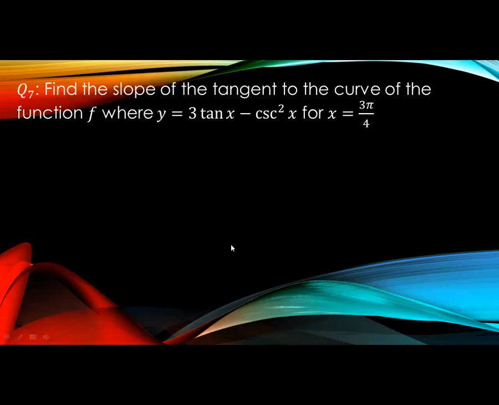Exercise number 7, find the slope of the tangent to the curve of the function f where y equals 3 tan x minus cosec square x, for x equals 3 pi over 4.